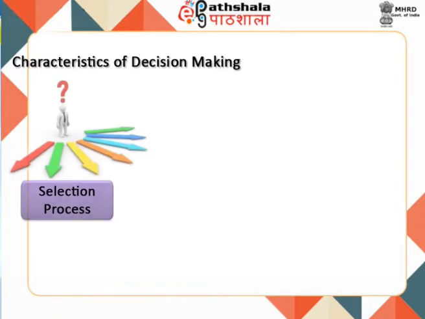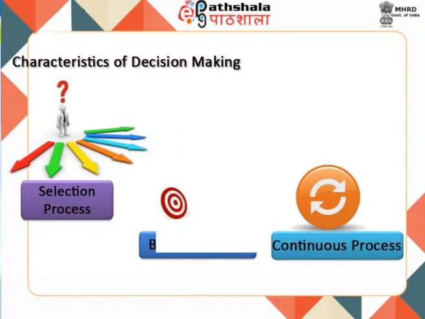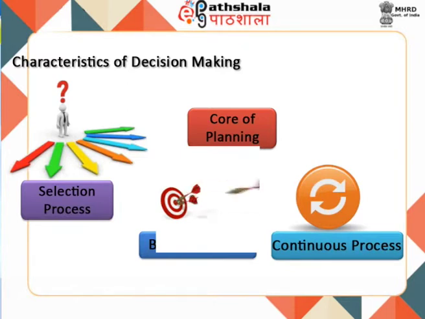Decision making is a selection process. It is a selection of the best alternative out of various available alternatives. Decision making is based on the goals of the organization. It is a continuous process because each and every task of the organization continuously involves decision making. Decision making is a core of planning because to plan is to determine the future course of action, which involves decision making. All the components of planning, like objectives, different policies, procedures, are the result of the decision making process.